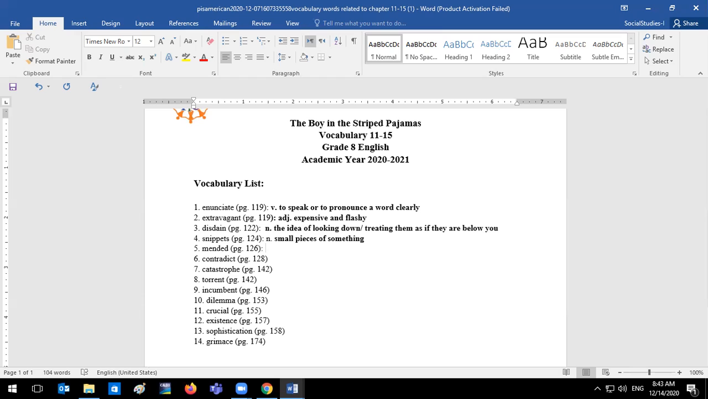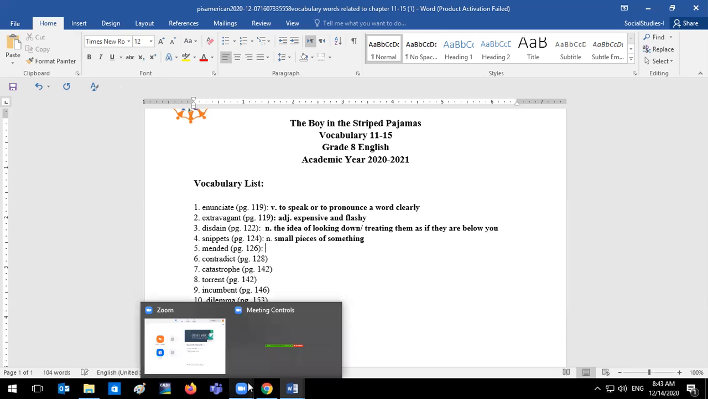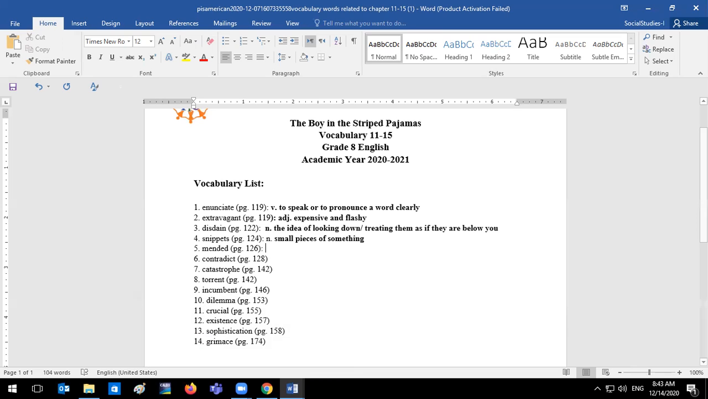We meet the word "mended" when we meet Shmuel. In one of the chapters, Shmuel talks about his private life, and he talks about the fact that his father mended shoes. So the idea of mended here means to fix or to repair, which is a verb. This is what Shmuel's father did for a living in Poland before they were taken to the concentration camps.